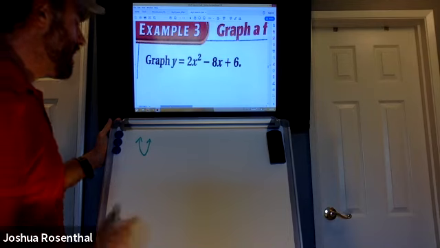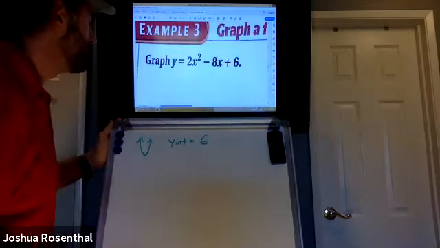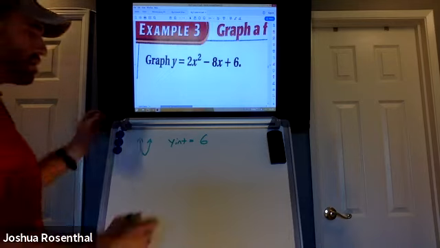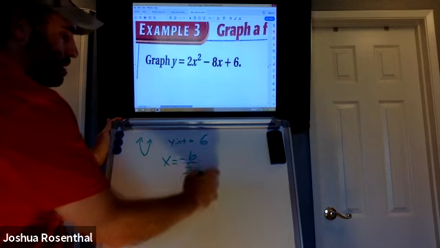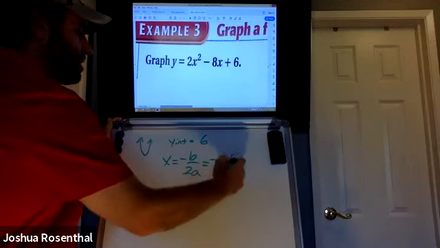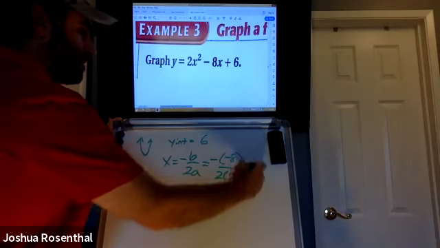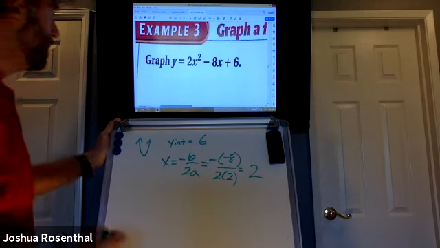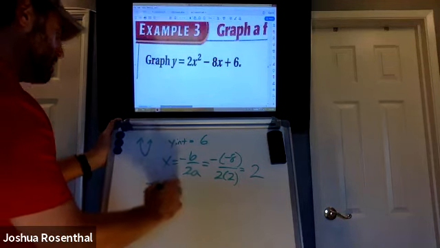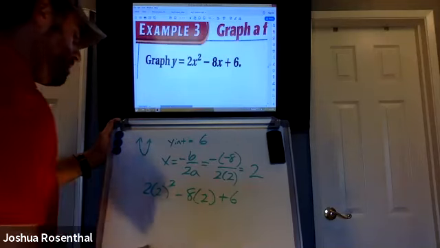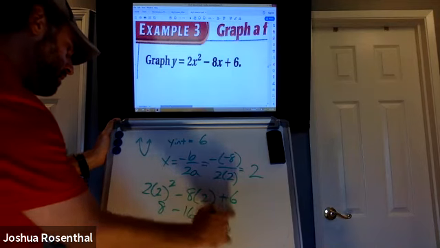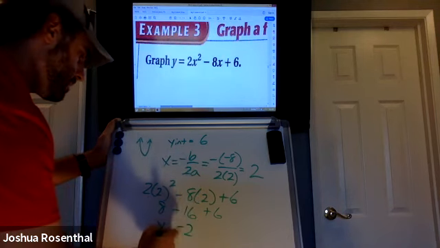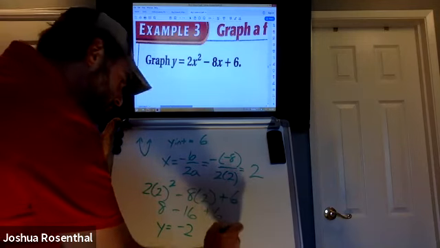I know it opens up. I know the y-intercept is 6. I'm going to plug this in. B is -8. A is 2. So the x-coordinate of the vertex is 2. And then I'm going to plug that in. -8 plus 6 is -2. So my vertex is at 2, -2.